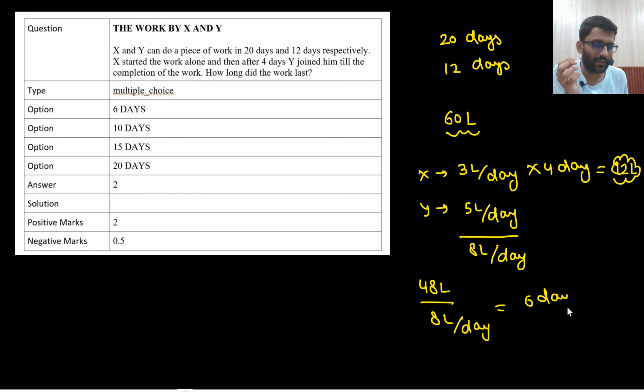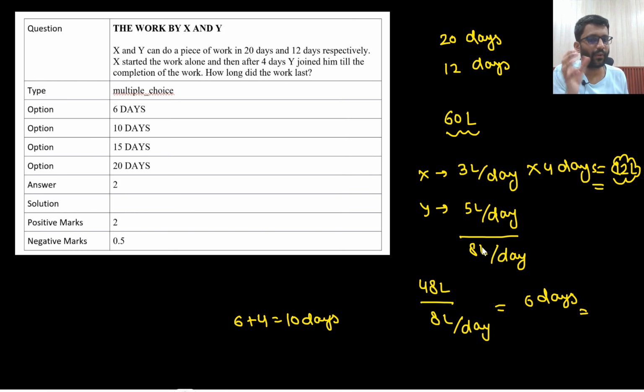6 days here and 4 days here. So total time is 6 plus 4, 10 days. The answer is not 6 days. First X was working alone, which means he has eaten 12 laddus. 48 laddus are left, yet to be eaten.